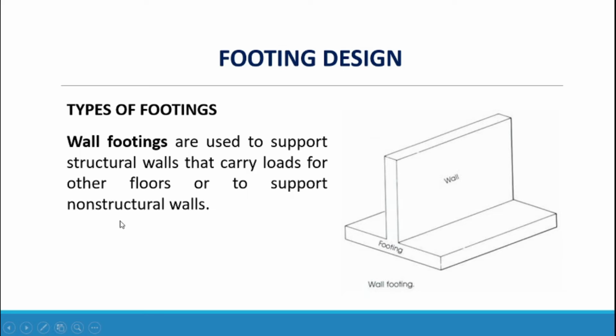Next, we have wall footings, which are used to support structural walls that carry loads for other floors or to support non-structural walls. And this is an example of a wall footing. We have the foundation or the footing, and instead of a column, it is a wall or a concrete wall.